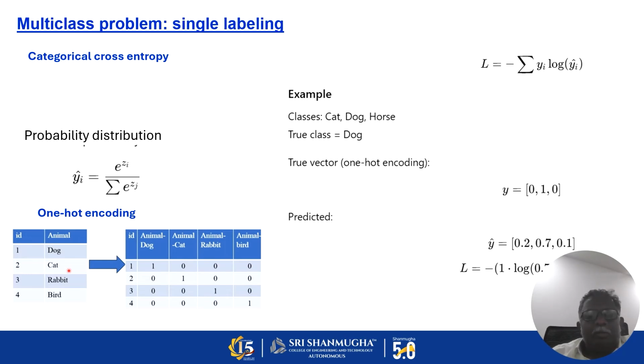So similarly, if you look at the example given, y is equal to, because the true class is dog, that's why the 1 is in the middle. Okay, so whatever we have predicted from the model is going to be 0.2, 0.7, 0.1. Okay, so we can calculate the loss function based on this.